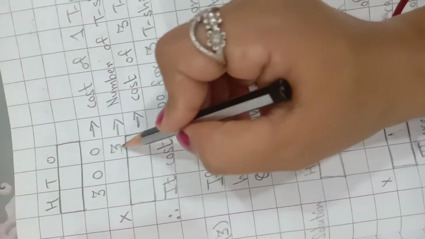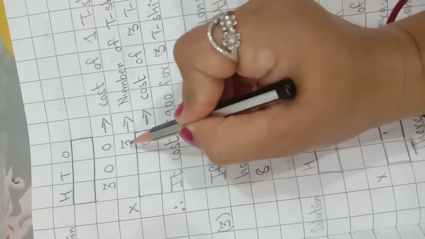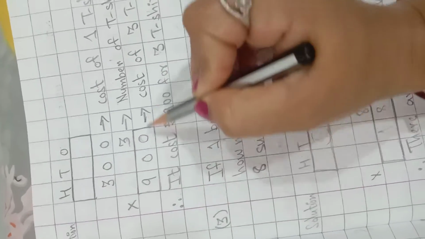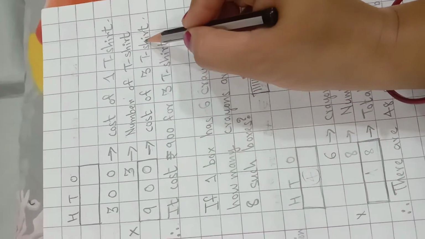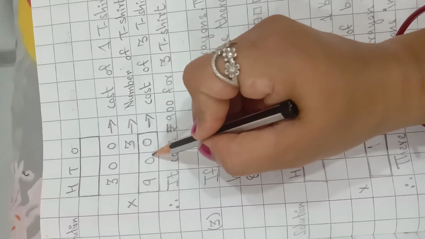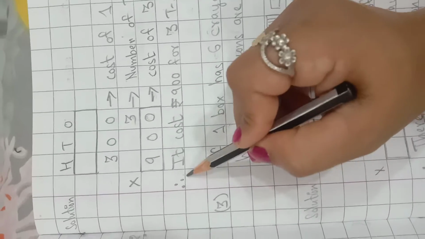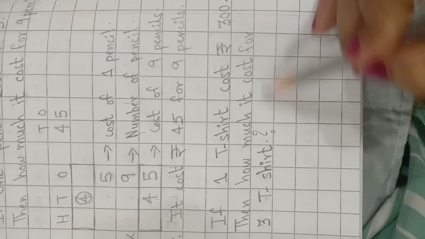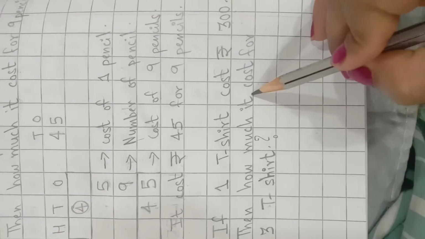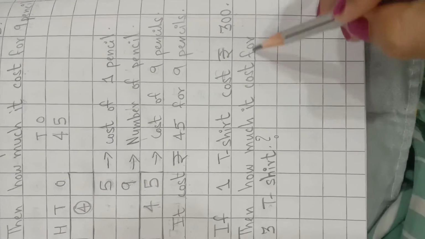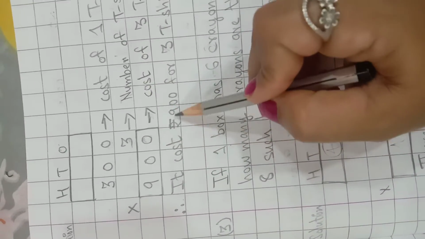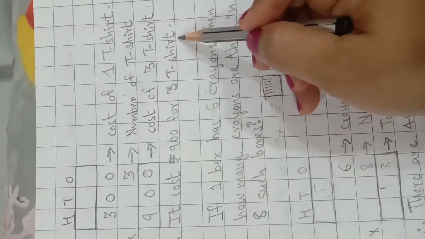Now we have to multiply it. 3 zeros are 0. 3 zeros are 0. 3 threes are 9. Here again put an arrow mark and write cost of 3 t-shirts. We got our answer. Now put here the therefore sign. Look at the last sentence of the question: then how much does it cost for 3 t-shirts? It costs dash for 3 t-shirts. So it costs rupees 900 for 3 t-shirts.